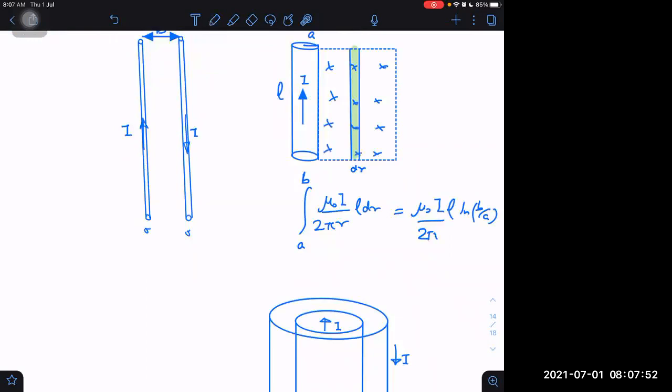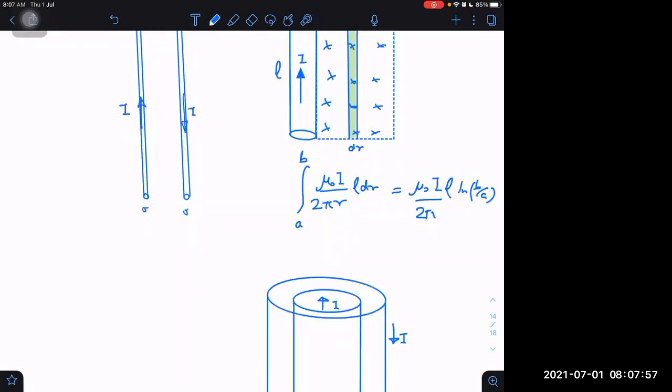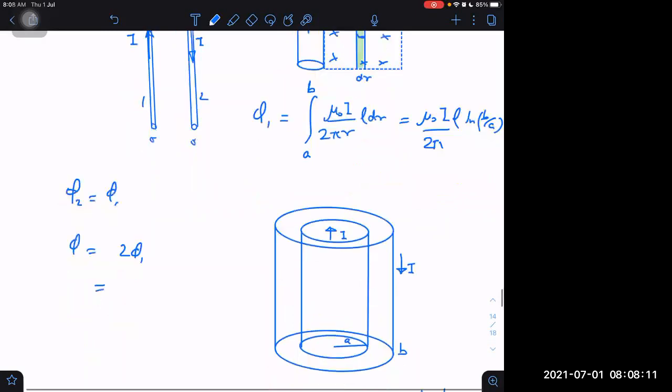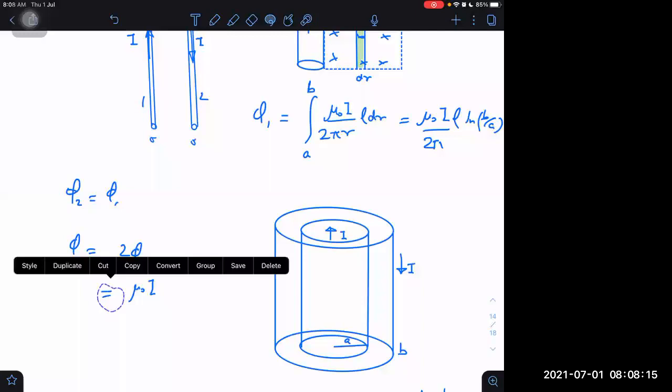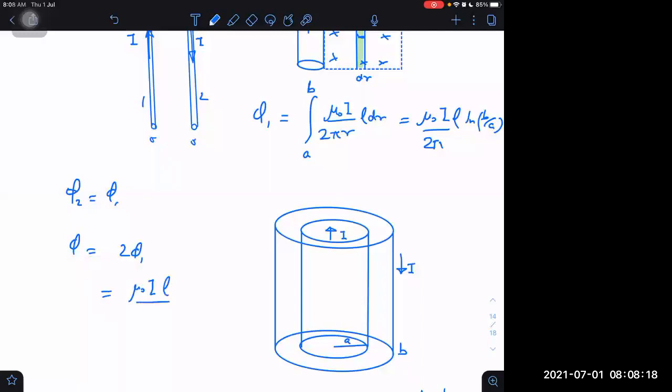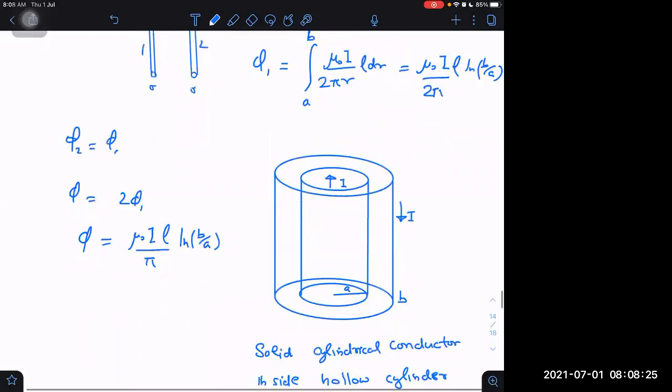Same flux will be due to the other wire in the same direction also. So what will be the net flux? Let us call it flux due to wire 1 and flux due to wire 2. That will also be equal to phi 1. And phi net is equal to 2 into phi 1, which is finally equal to mu naught I into L divided by pi into ln B by A. Is it okay? That is the net flux.